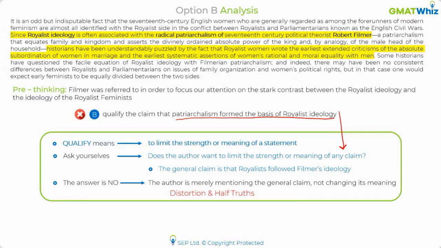So how to understand the difference between qualify and trace is when you are practicing these passages and when you come across these words, please understand their meaning, understand their implication. Otherwise, you're lost.